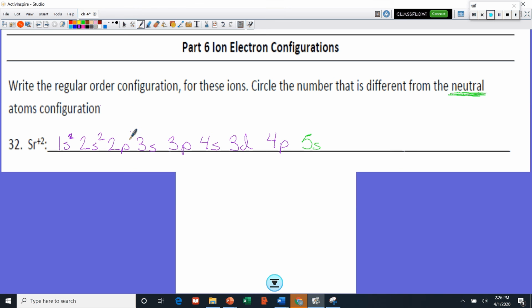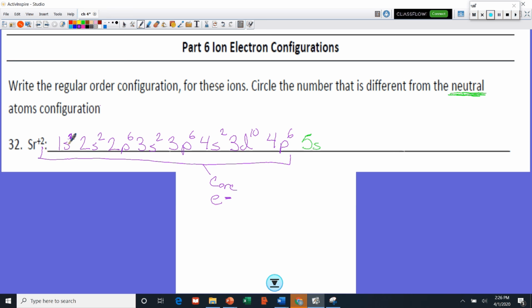So 2, 2, 6, 2, 6, 2, 10, 6. All right, so these would represent my core electrons. That's going to show up in your homework questions on Chem 101.